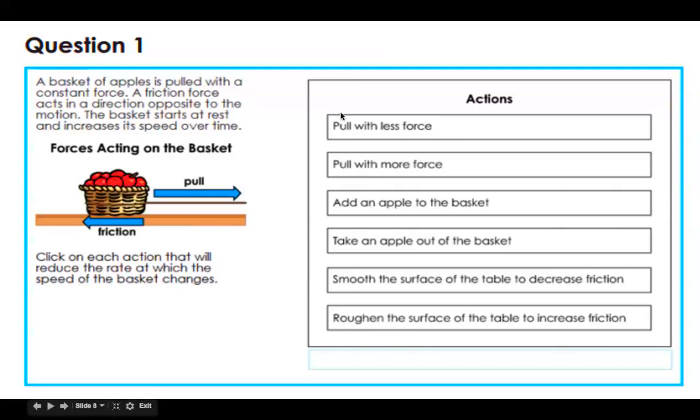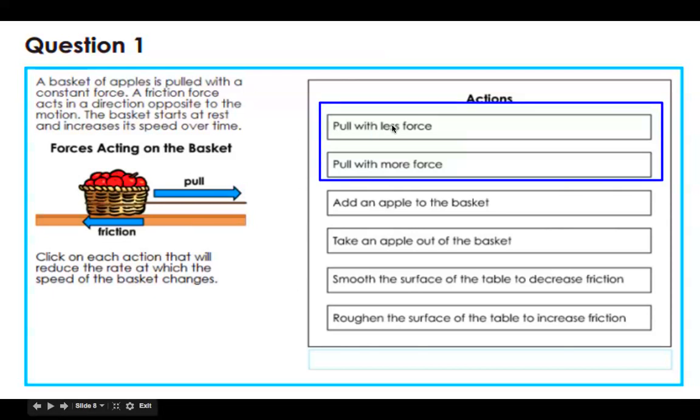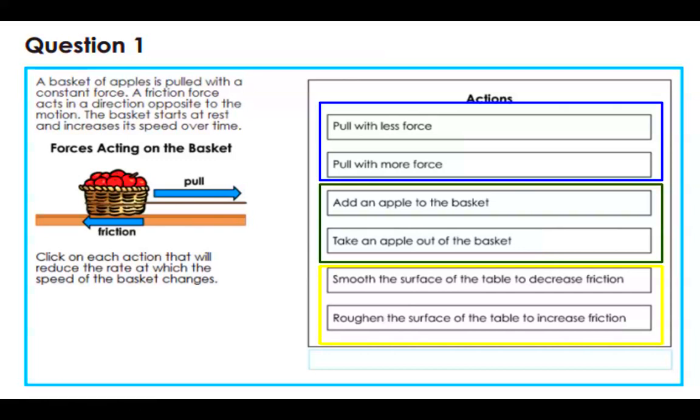So when I look over at these actions and I read all 6 of them, I'm going to give you a moment to read those. Did you notice that they were kind of in pairs of opposites? Like these are opposites, pull with less force, pull with more force. These were opposites. Add an apple to the basket, take an apple out of the basket. Smooth the surface of the table to decrease friction. Roughen the surface of the table to increase friction. So there was just a little side note observation that I made.